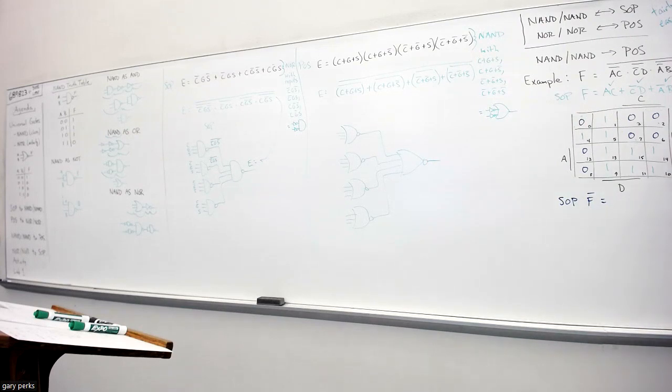All right, so we need to group the zeros now to get the SOP for not F. So how are you going to group these zeros?